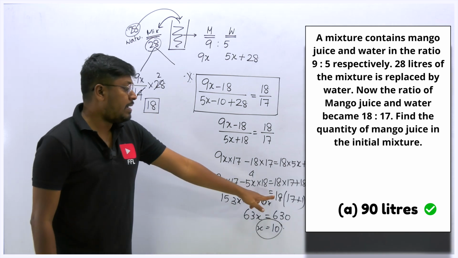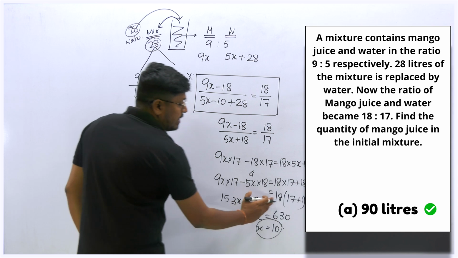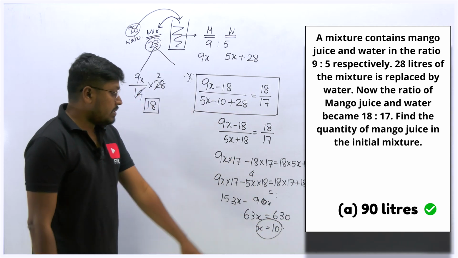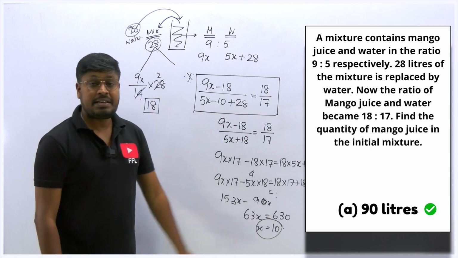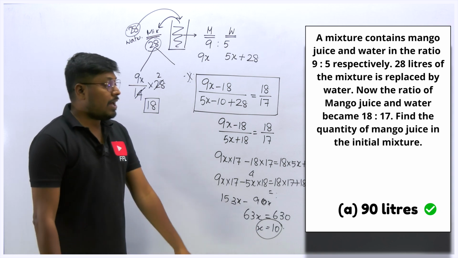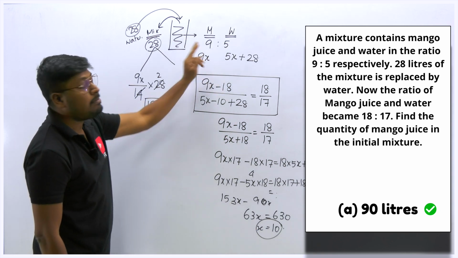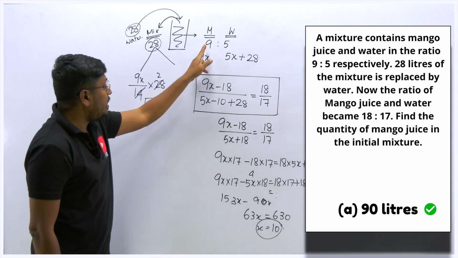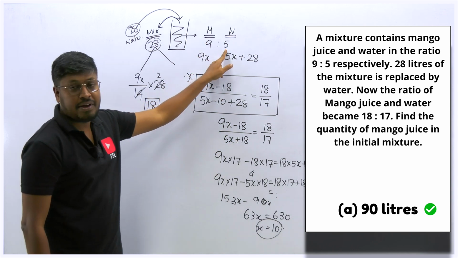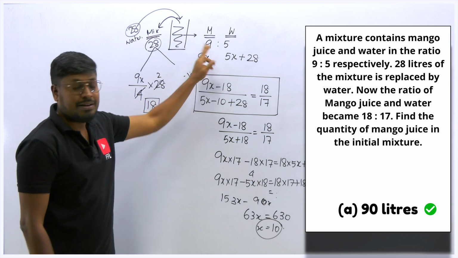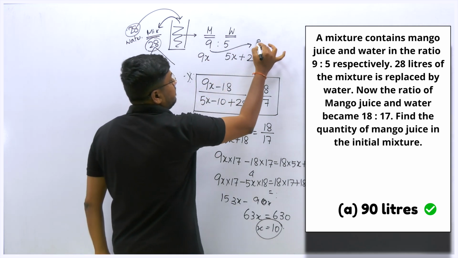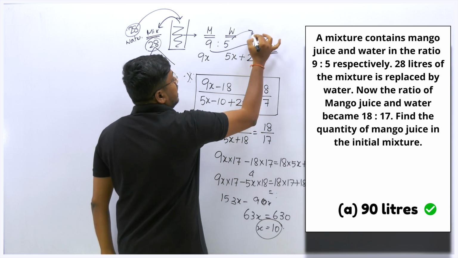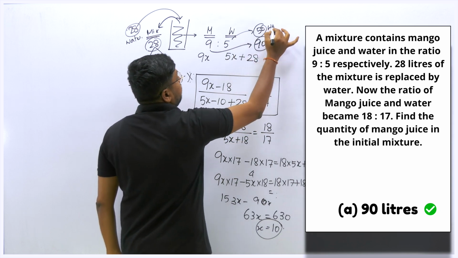So that means either you can take 18 outside, or you can directly multiply 18 into 17 and then 18 into 18. You will get the same answer, right? So now finally we got x is equal to 10. Our target is to find the initial mango juice in the mixture. We already know that the initial mango juice was 9x and water 5x. So x is equal to 10, and 9 into 10 will be 90. So in the initial mixture, mango juice is 90 liters and 50 liters will be water.